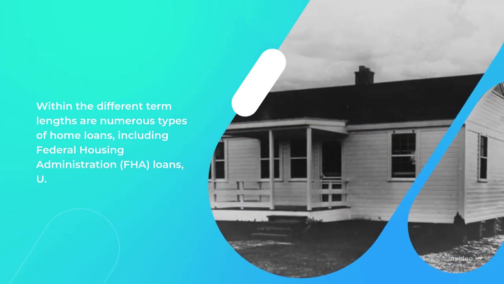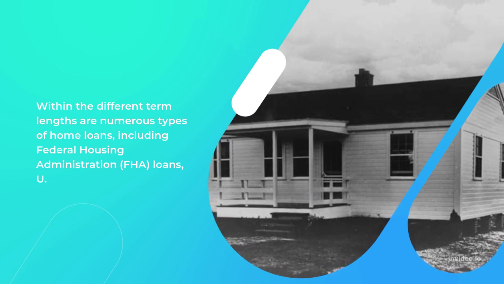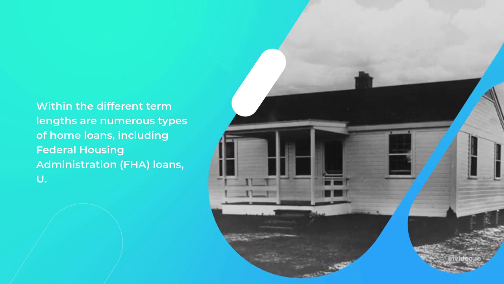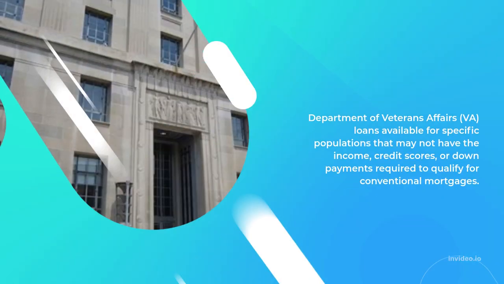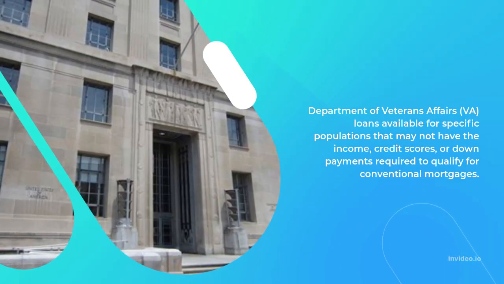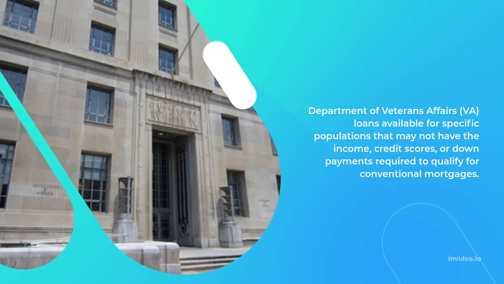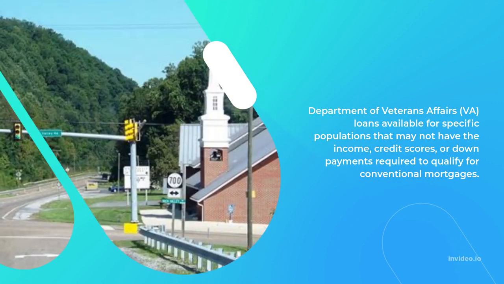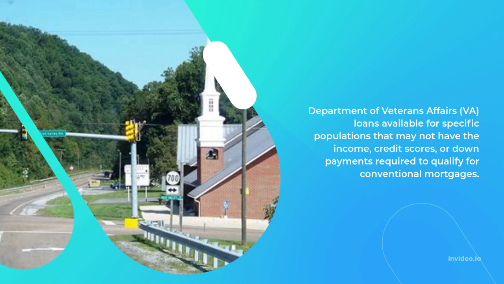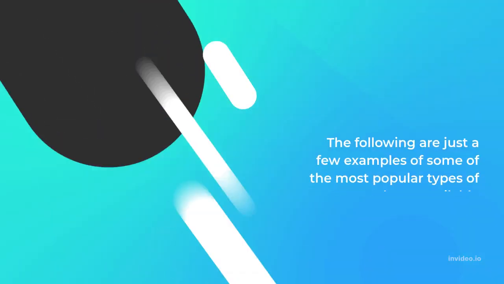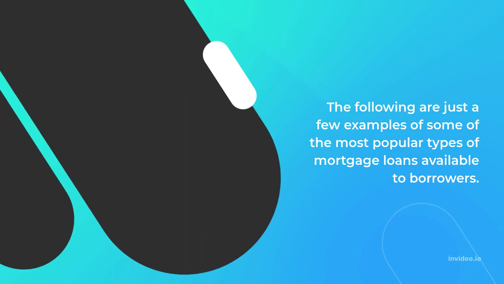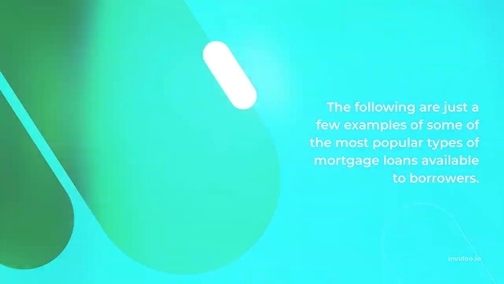Within the different term lengths are numerous types of home loans, including Federal Housing Administration, FHA, loans, U.S. Department of Veterans Affairs, VA, loans available for specific populations that may not have the income, credit scores, or down payments required to qualify for conventional mortgages. The following are just a few examples of some of the most popular types of mortgage loans available to borrowers.